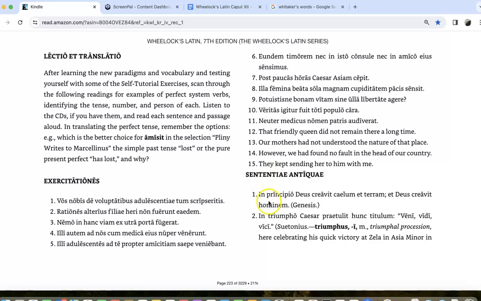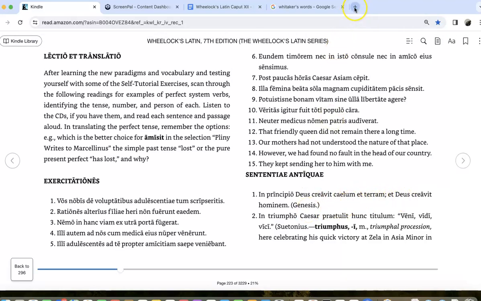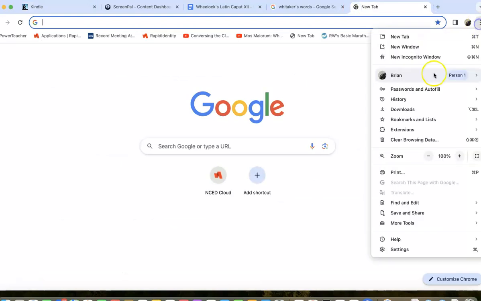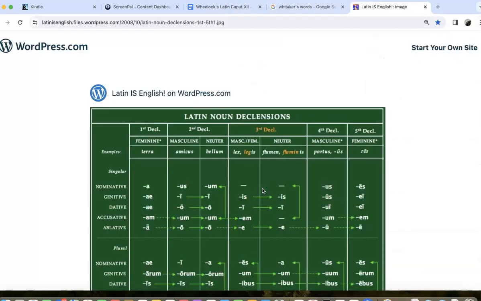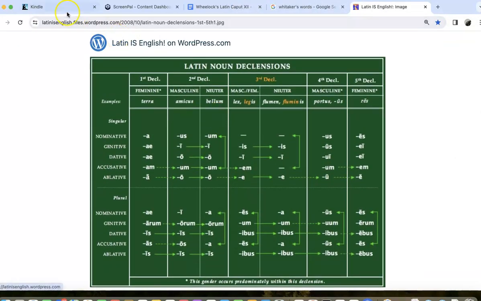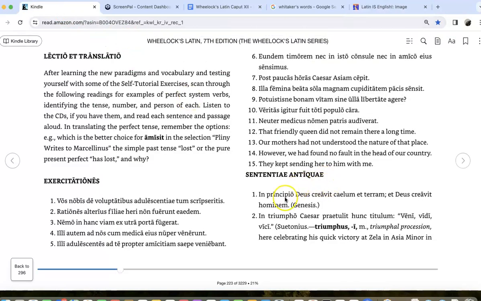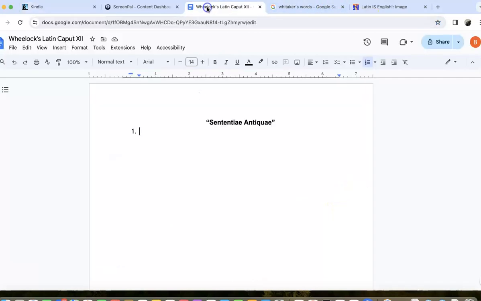All right, let's go ahead and delve into our Sententiae Antiquae. Here we have: In principio Deus creavit caelum et terram et Deus creavit hominem. Let me go ahead and pull our declension chart so we have that as a reference. So we can see here that in the beginning God created the heavens and the earth. Let me go ahead and write that down. This is right from the book of Genesis, translated by Saint Jerome, known as the Vulgate.